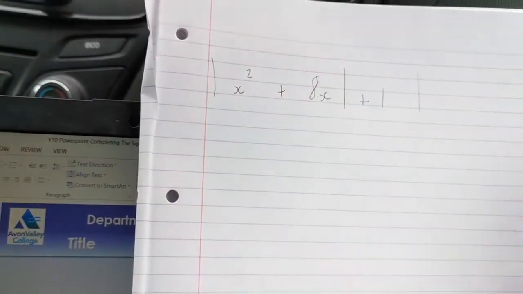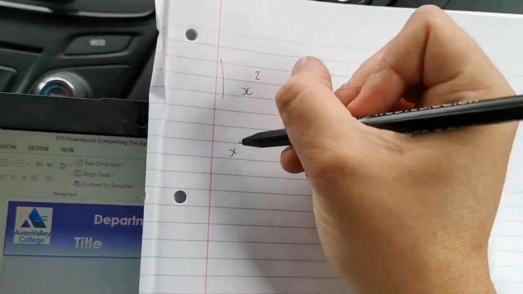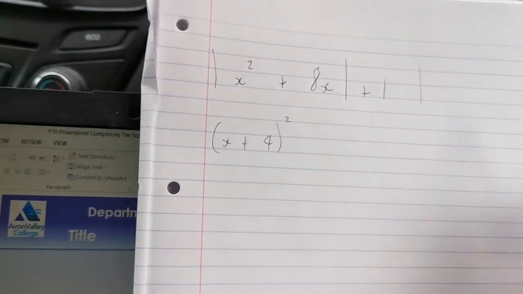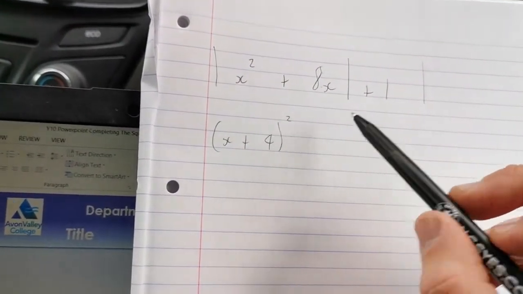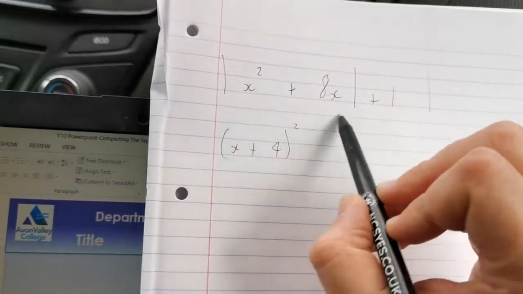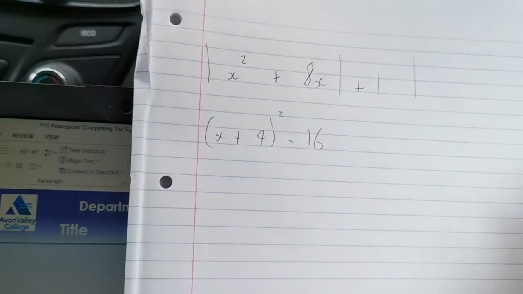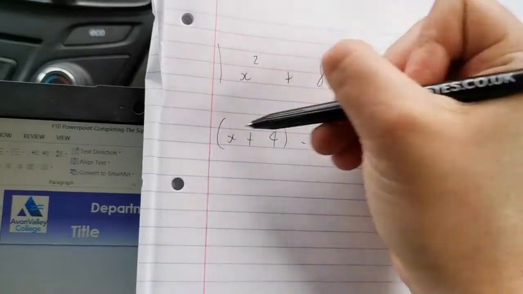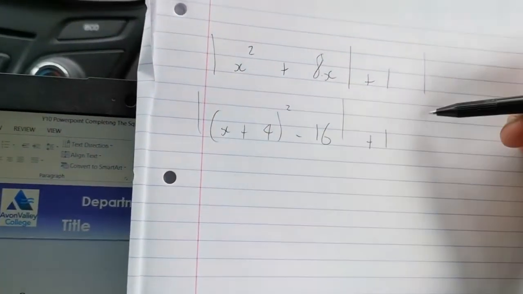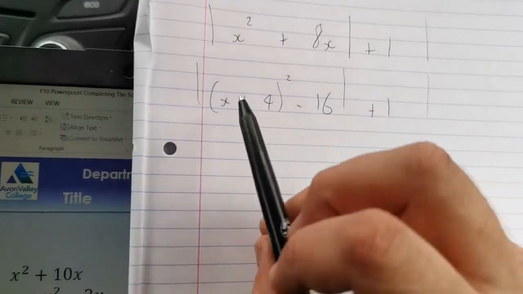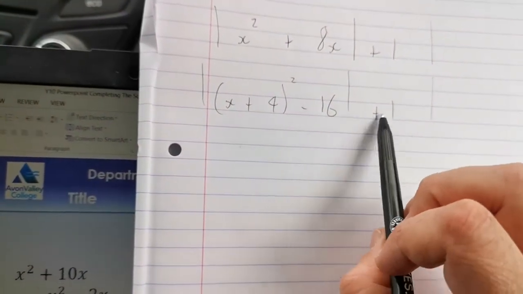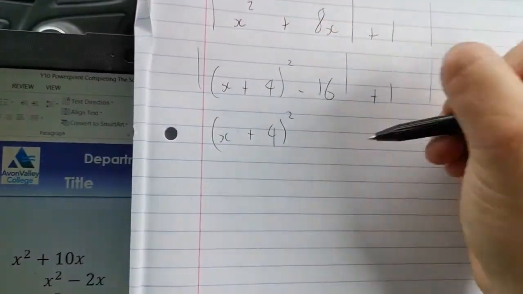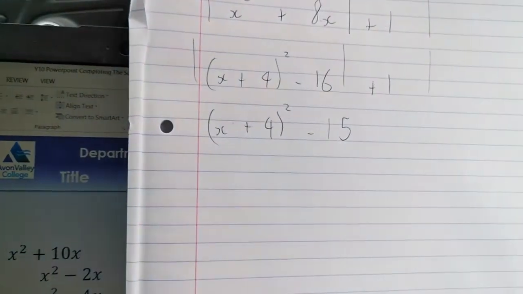So x squared plus 8x, I can rewrite that, if I remember, as x plus 4 squared, so I've halved that. Now x plus 4 squared will give me plus 16, but I don't have a plus 16 here, so I'm going to take away 16. So that's the step that I've just done. Now I've got a plus 1 here, which I'm going to bring back in. So that was this part, and then I've got this plus 1, which has stayed the same. Now I can see I've got x plus 4 squared, take away 16, add 1. Therefore that's going to become x plus 4 squared minus 15.